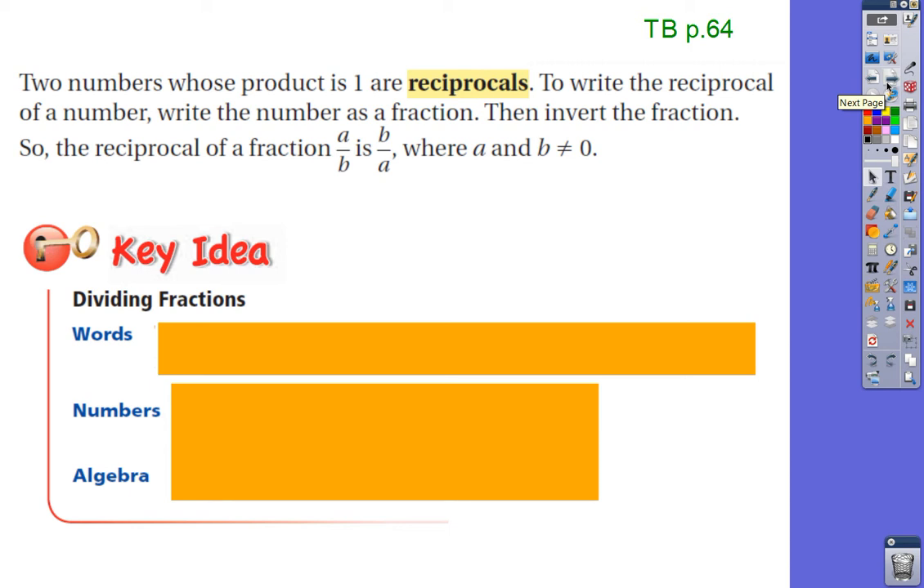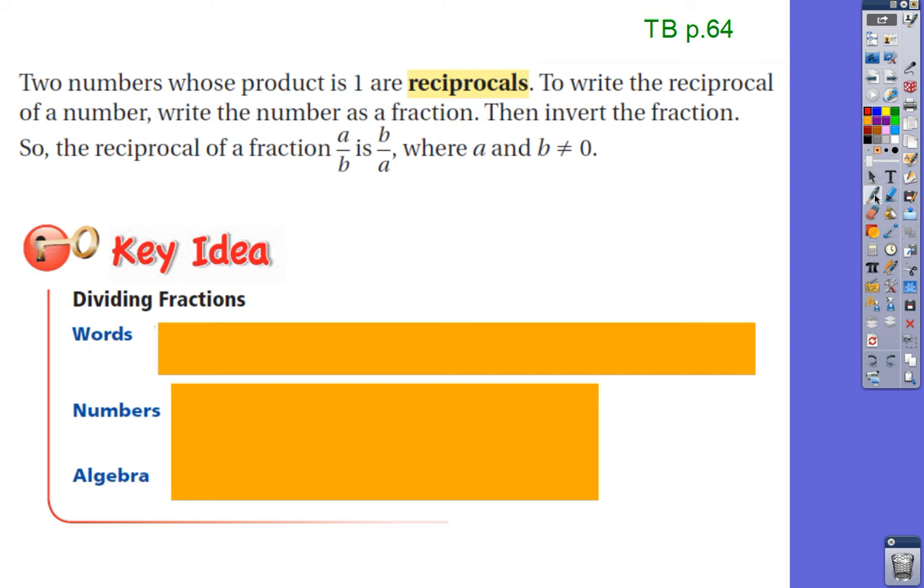Okay, so two numbers whose product is 1 are reciprocals. To write the reciprocal of a number, write the number as a fraction, then invert the fraction. So if I had the fraction a over b, the reciprocal would be b over a. Now, when we're doing reciprocals, none of our numbers can be 0. So remember, you cannot have a 0 as one of your numbers.